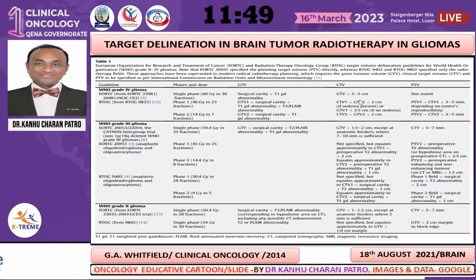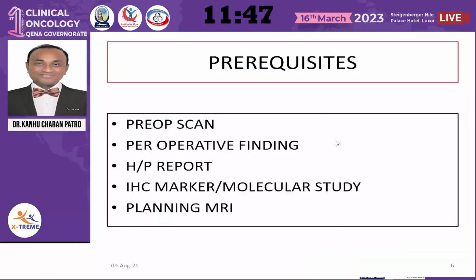So the margins are larger in the RTOG, and the EORTC is slightly smaller. Before going to the planning, we need some prerequisites: pre-op scan, pre-operative findings, perioperative findings, HPE report, IHC markers, molecular study, and planning MR.